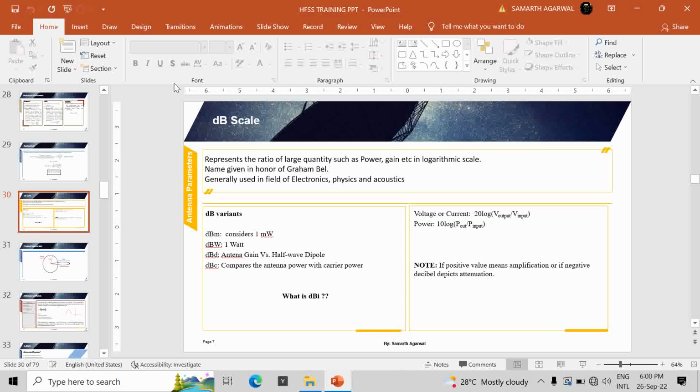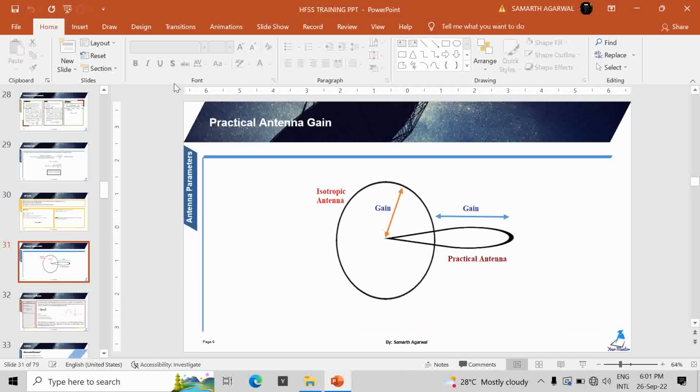Then further, if I have to measure voltage or current, it will be 20 log of V output divided by V in. Similarly, if I have to measure power, then 10 log of output power to input power. In case of a positive value on this dB scale, it means amplification, and a negative value depicts attenuation.